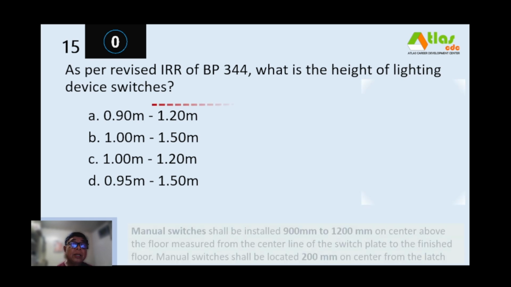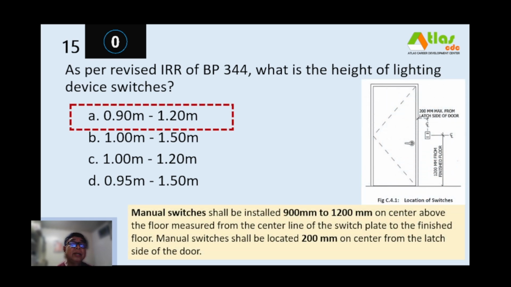And our correct answer is letter A, 0.9 to 1.2 meters. So according to the revised IRR, manual switches shall be installed 900 mm to 1200 mm on center above the floor, measured from the center line of the switch plate to the finished floor. Now, manual switches shall be located 200 mm on center from the latch side of the door.